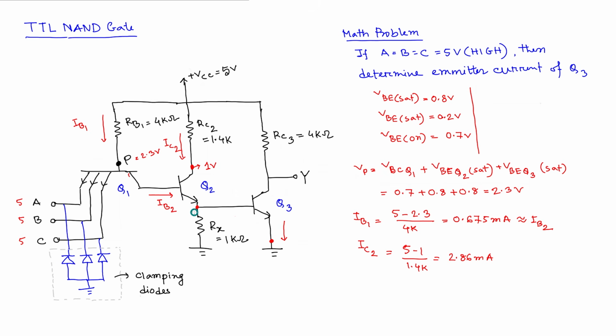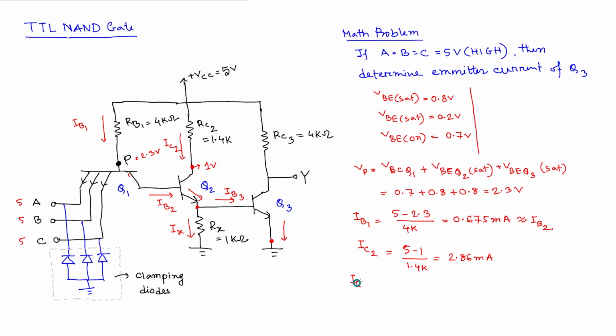Try to understand. The current that is going through this path through Rx is not equal to the emitter current of Q2, because the emitter current of Q2 is getting divided into two branches. One going through this path, let us call that Ix, and another one is going through this path, let us call that base current of Q3 or IB3. Okay, so what we are trying to find out is the current here coming out of the emitter of Q2. So basically IE2.